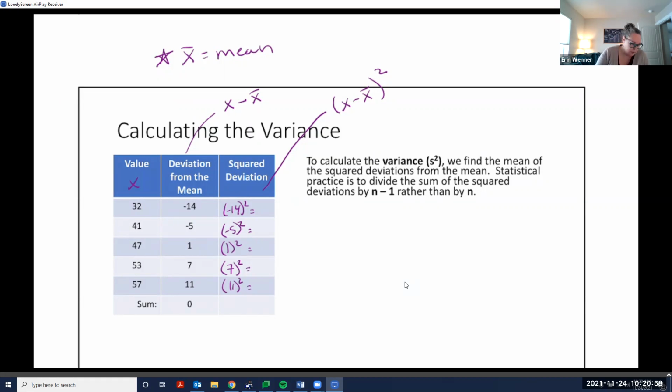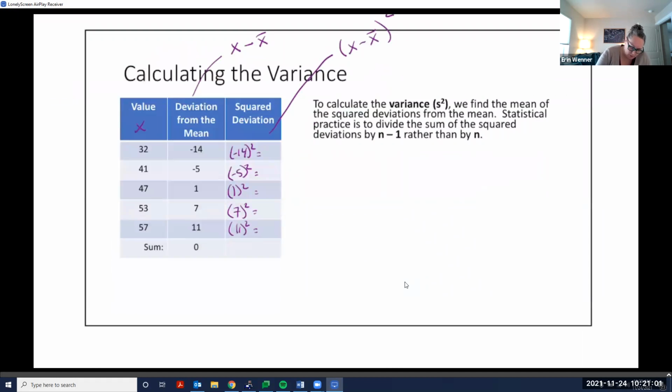So again, negative 14 squared is going to become positive 196. Negative 5 becomes positive 25. 1 becomes 1, 49, and then 121. If I add them up, 196 plus 25 plus 1 plus 49 plus 121, I get 392. So 392 is the sum.